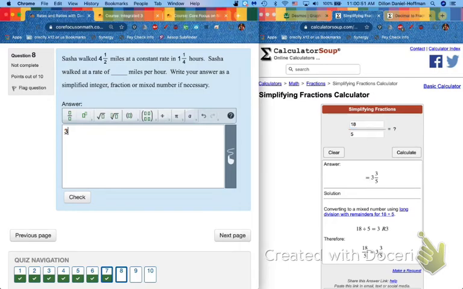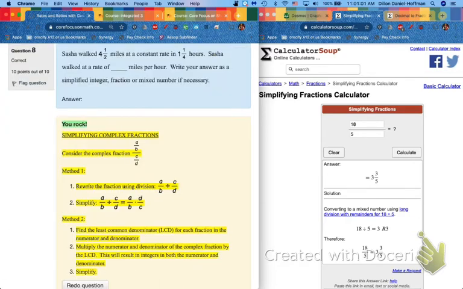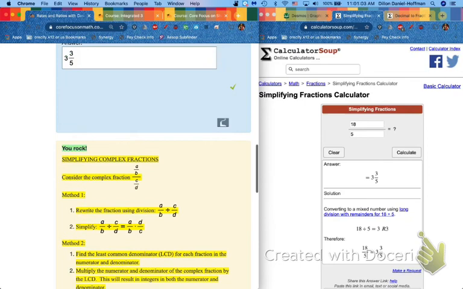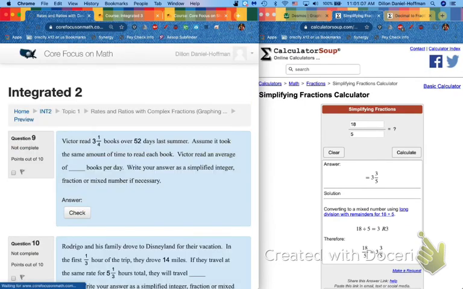3 3/5. If you didn't write it in a mixed number, and you're joining this video at this time, that's what happened. That's why you missed it. Just hit redo, go back, and get it right. 2 problems left.